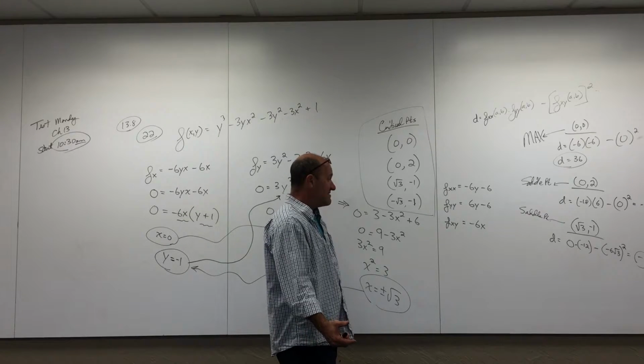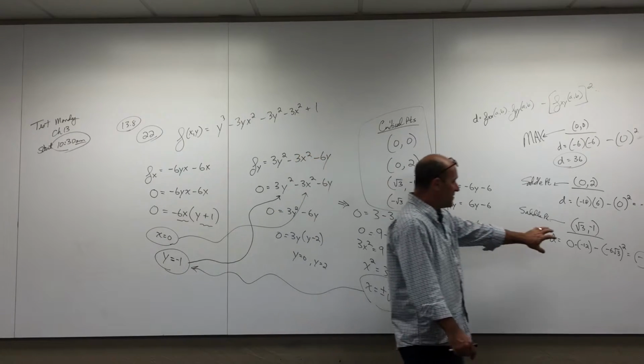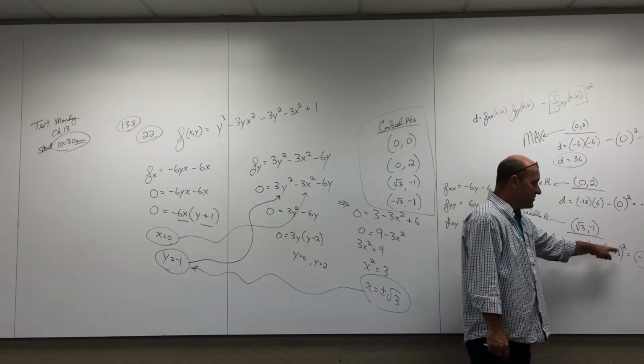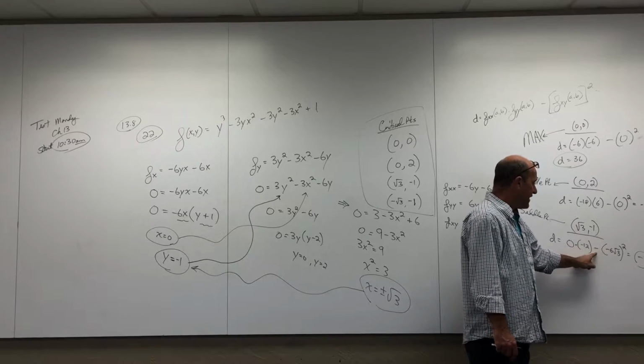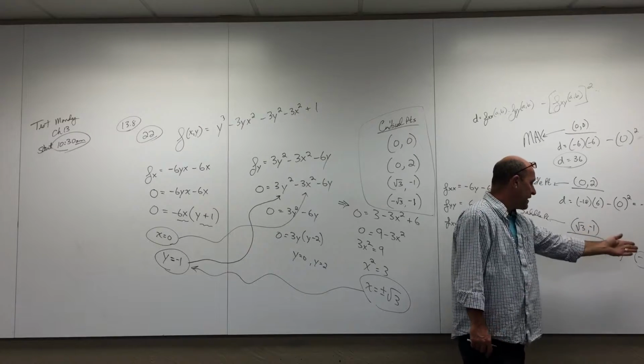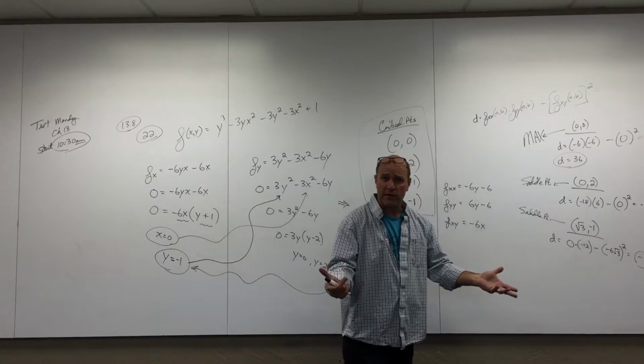Is that okay with you guys? This was a 0. You're subtracting some number squared. I don't care what it is. You're subtracting some positive number. It's going to be negative. If D is negative, it's a saddle point. Right.